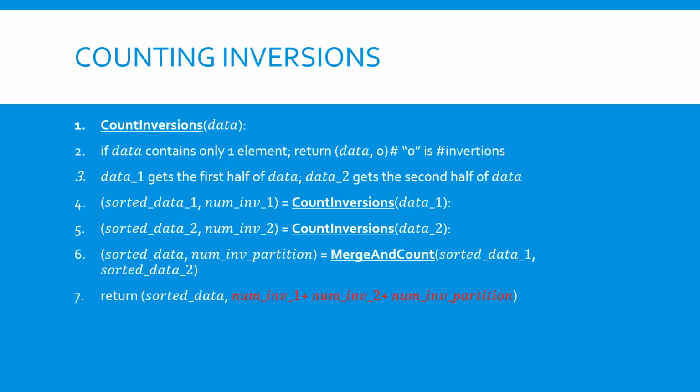This is the pseudocode for the divide and conquer algorithm for counting inversions. It is also very similar to merge sort, except that it needs to return both the sorted list and the total inversion count. Note that in line 7, the total inversion count is computed as the sum of within partition and between partition inversion counts.